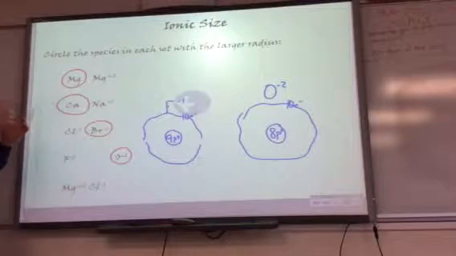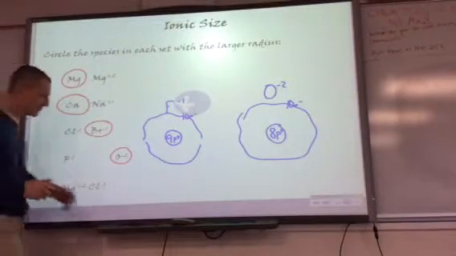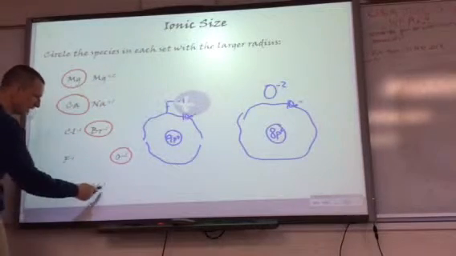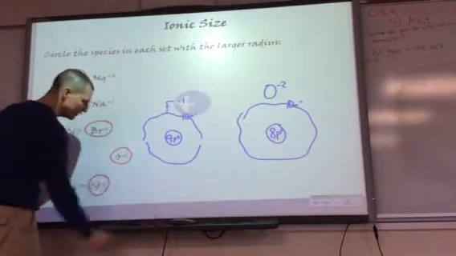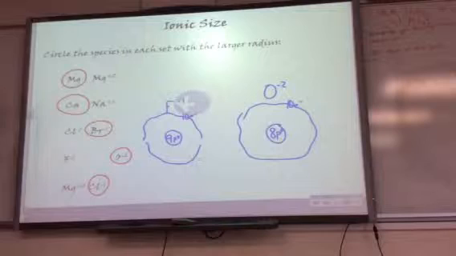Magnesium, over on the left side, would get way smaller. Again, losing 2 electrons brings the electrons in really tightly toward the nucleus. And then gaining an electron, that thing balloons out. That's going to be the winner between those two. Okay?